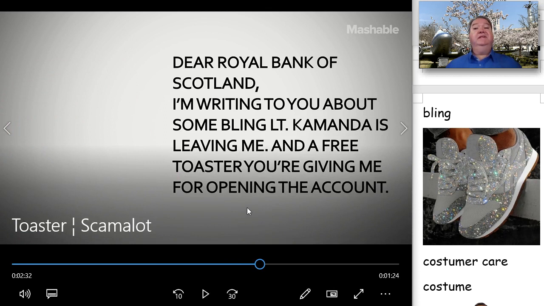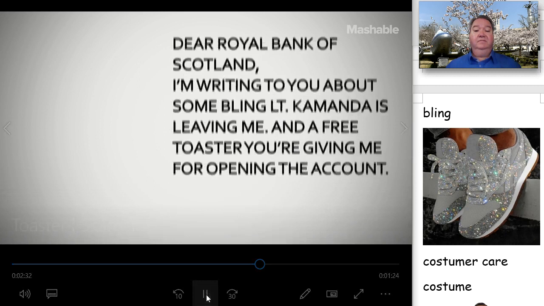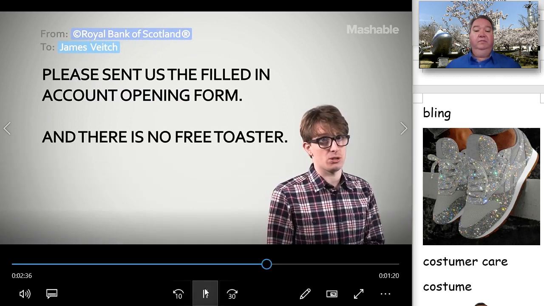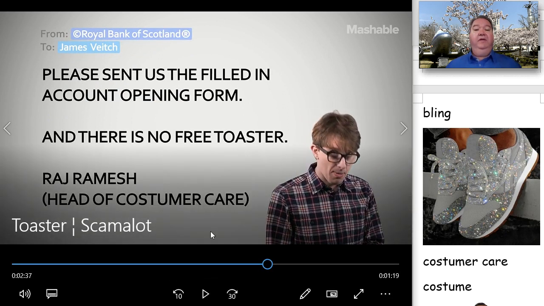And a free toaster you're giving me for opening the account. So remember, this is the fake Royal Bank of Scotland. I'm writing to you about the bling, the diamonds, and a free toaster you're giving me for opening the account. And they got back to me, they said, please send us a filled-in account opening form. And there is no free toaster.